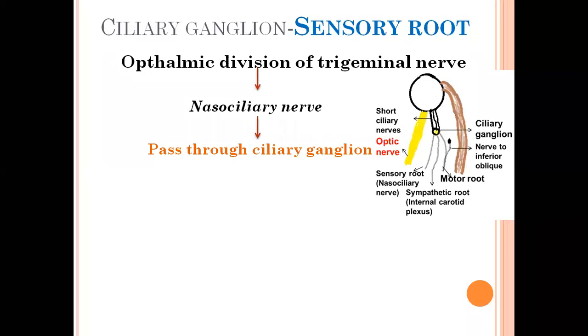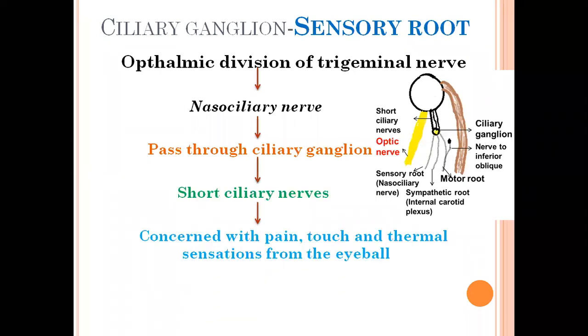That is, it acts as a channel only. The ciliary ganglion acts as a channel only. Here, it will not relay any information to the ganglia. From there, through the short ciliary nerves, it goes and carries sensation from the eyeball. So what sensations does it carry? Pain, touch, and thermal sensation from the eyeball.